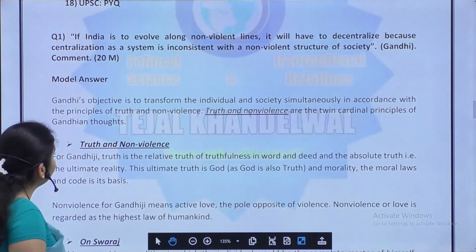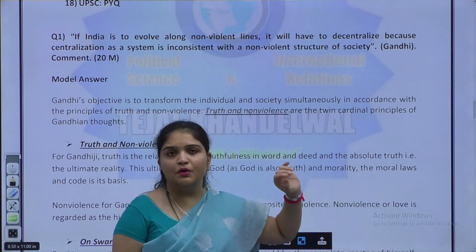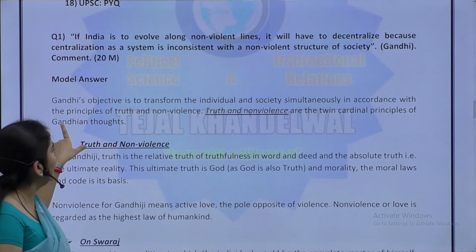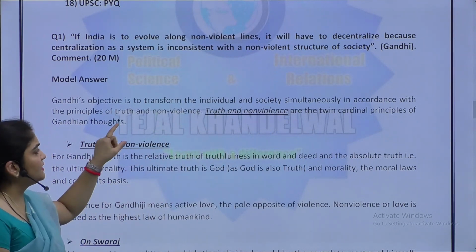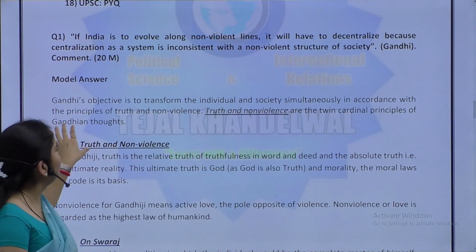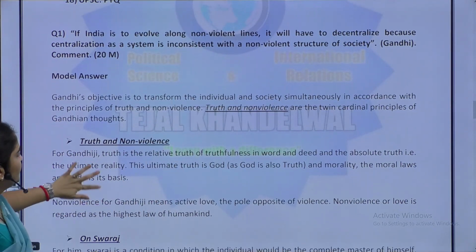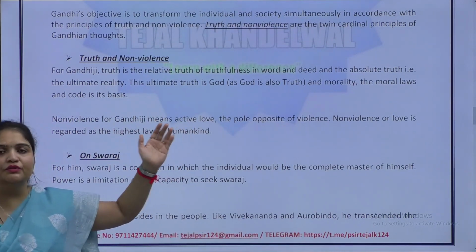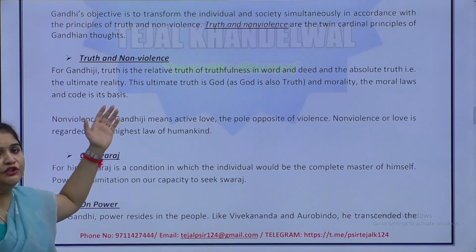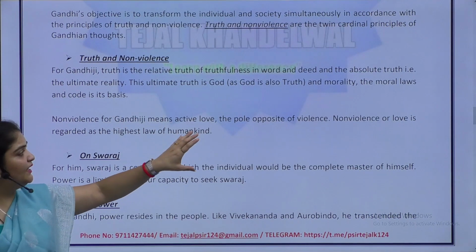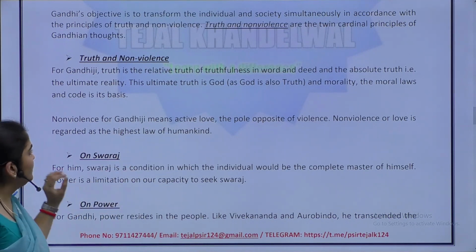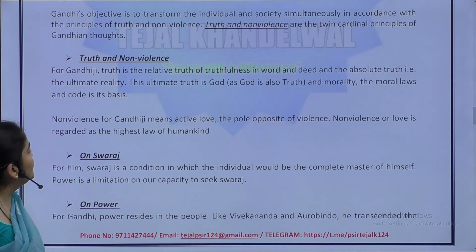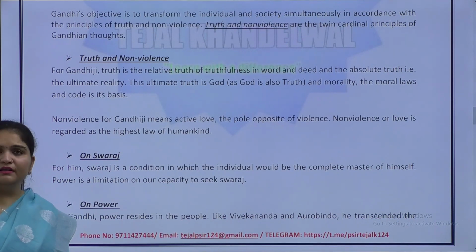Come, let's get a recap. So Gandhiji's objective is to what? Is to transform the individual and society simultaneously in accordance with principles of truth and non-violence. So truth and non-violence are the cardinal principles of Gandhian thoughts, right? So relative truth is what? Truthfulness in word and deed, and the absolute truth is the ultimate reality, okay? Ultimate truth is what? God itself, and morality, and the moral laws and code is its basis. Then he says non-violence is active love, which is opposite of violence, all right? Non-violence or love is regarded as the highest law of human kind.